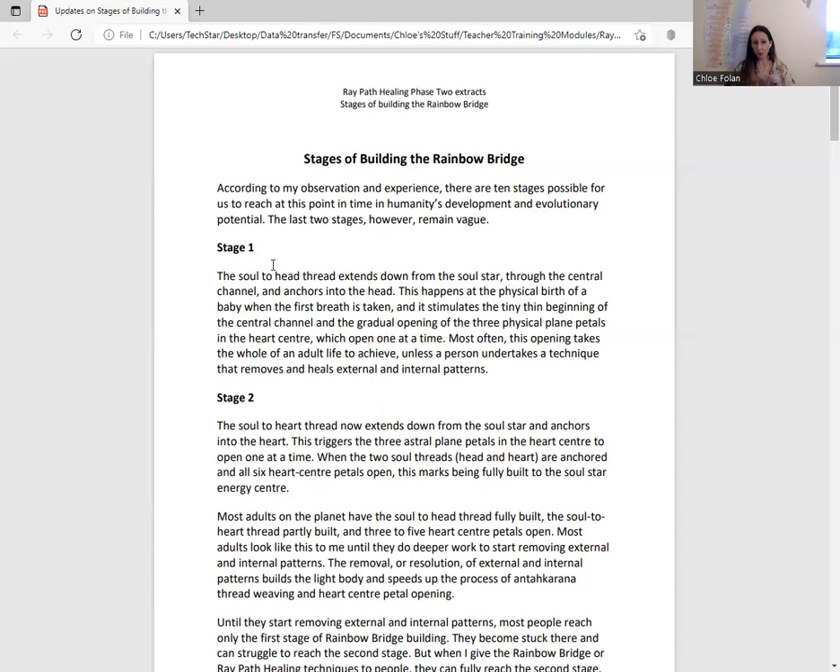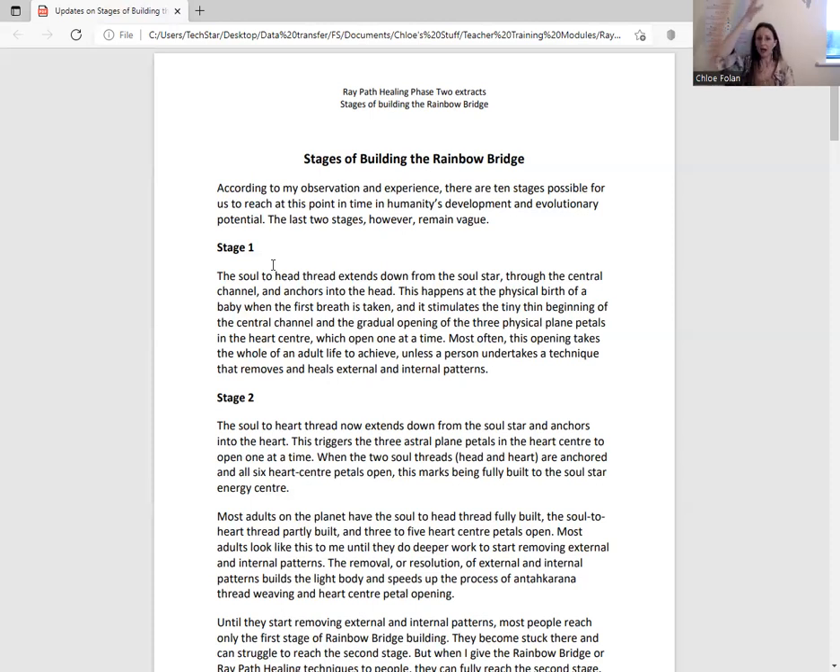Then stage 2 can somewhat start to happen organically. Overlapping that, once stage 1 has finished, and there's always a transition period where that settles, at some point in that age bracket, the soul to heart thread will come down and anchor into the heart, and impulses of light start coming down, and that starts to open the 3 petals in the second ring in the heart chakra, the astral plane ring, as I call it. 3 petals relating to emotional plane development.